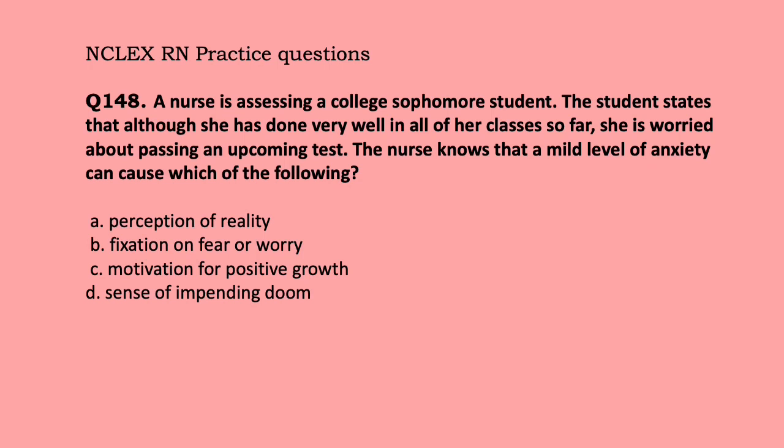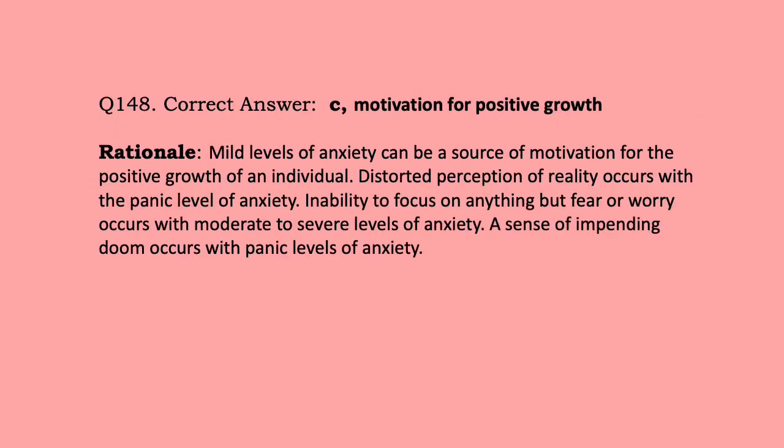The nurse knows that a mild level of anxiety can cause which of the following? A. Perception of reality. B. Fixation on fear or worry. C. Motivation for positive growth. D. Sense of impending doom. Correct answer, C. Motivation for positive growth. Rationale: mild levels of anxiety can be a source of motivation for the positive growth of an individual.